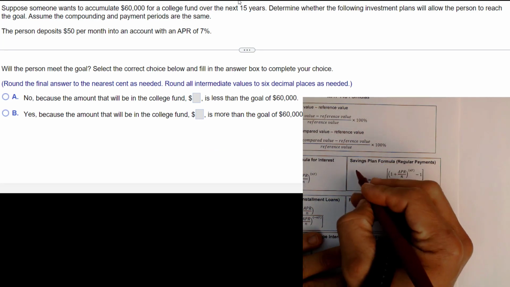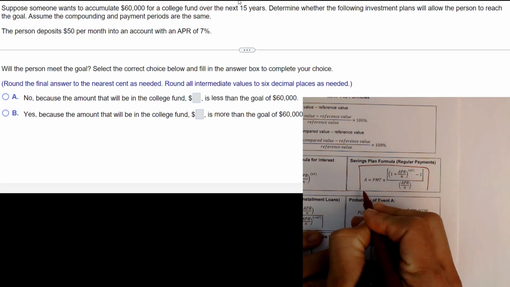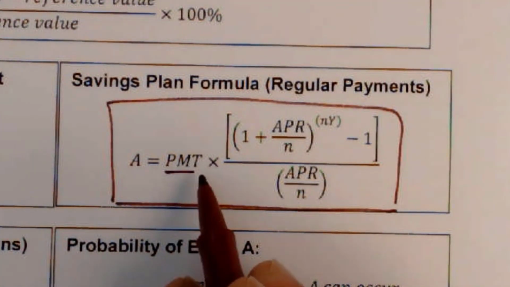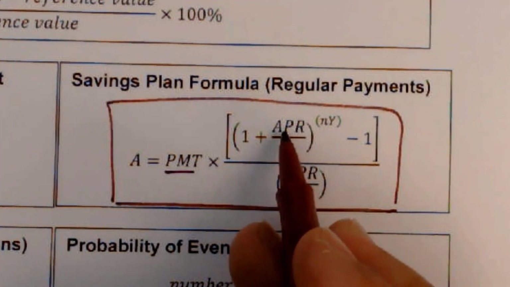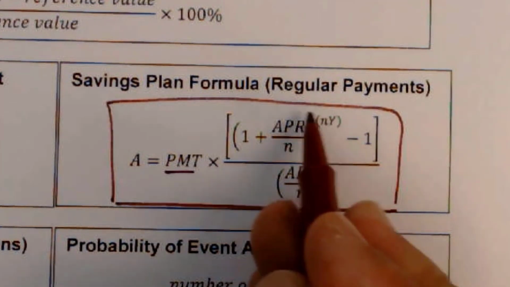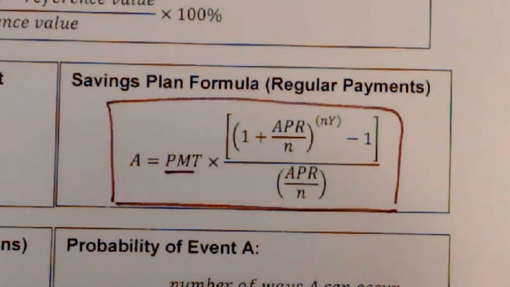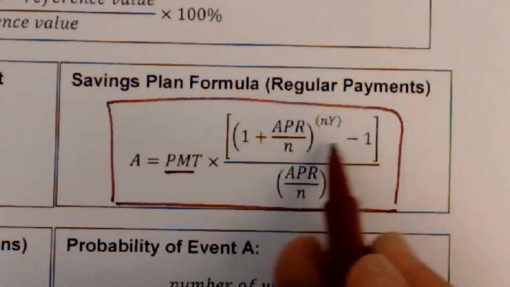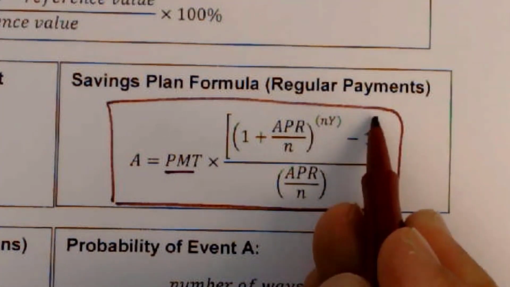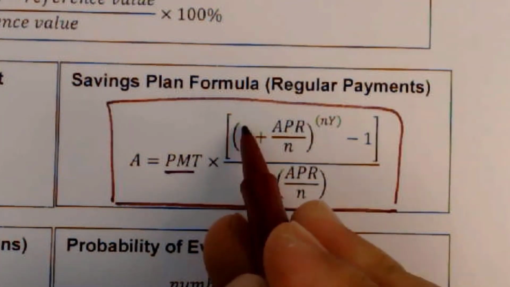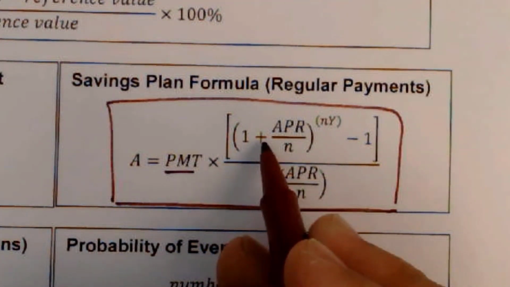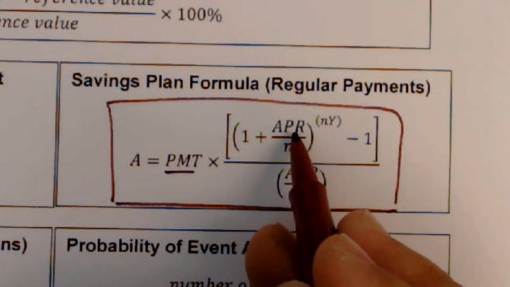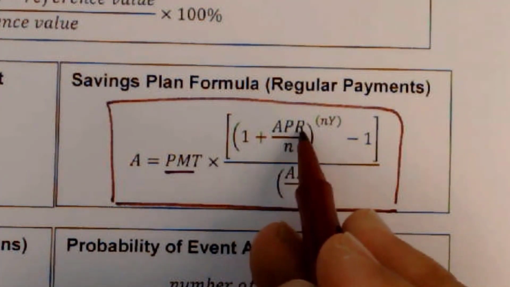What we need to do is take the savings plan formula, which says the accumulated amount is equal to the payment, which in our case is $50 per month, times this quantity right here that looks very confusing, but I'll break it down in just a second. Up here in the numerator you have, in brackets, this quantity minus 1 all together in the numerator. In these parentheses you have 1 plus APR, which we have 7%. Again, make sure you change that 7% to a decimal, so we'll put 0.07 in there.